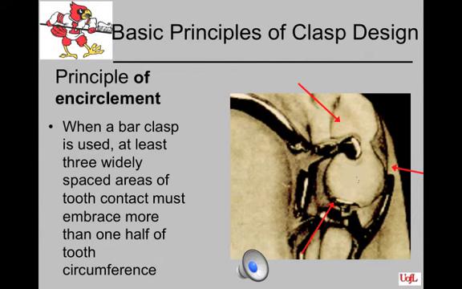The principle of encirclement applies to the bar clasp also. You must have at least 3 widely spaced areas of tooth contacted by metal to embrace more than 1/2 of the tooth circumference.